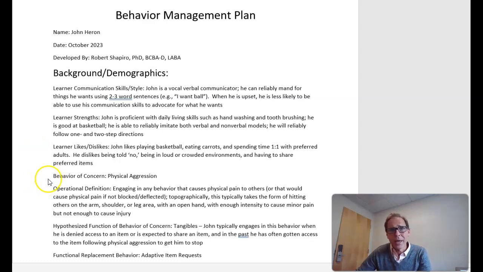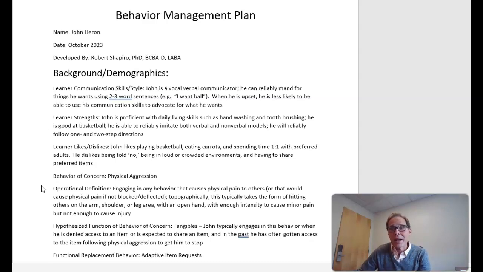Then we get into the actual behavior of concern, just listing it. In this case, we've got physical aggression, and then an operational definition of what that behavior of concern is. We want to make sure that it's objective and observable. If two people observe someone engaging in the behavior, they both can agree whether it happened or it didn't happen.